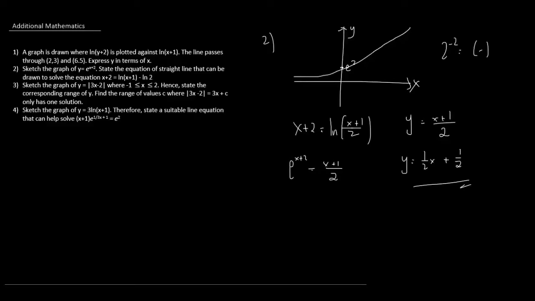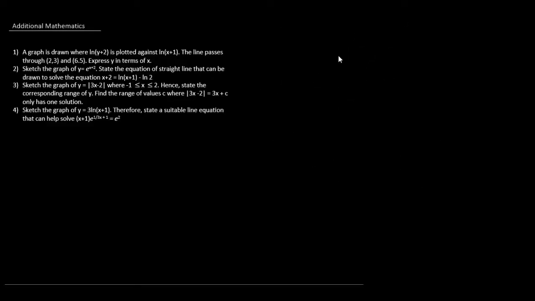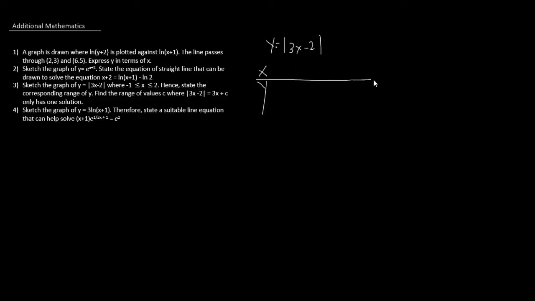Alright, moving on to question number 3. So here we have to draw the graph of an absolute equation. So we have y equals the absolute value of 3x minus 2. Right, and so what I would like to do here normally will be to have a table of values. So we have x and y, right?